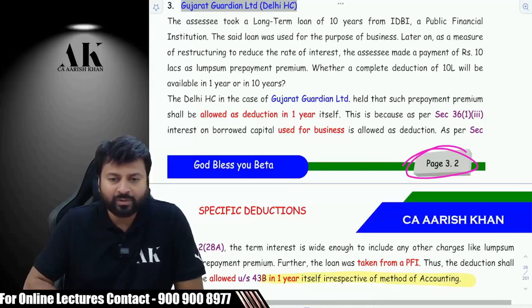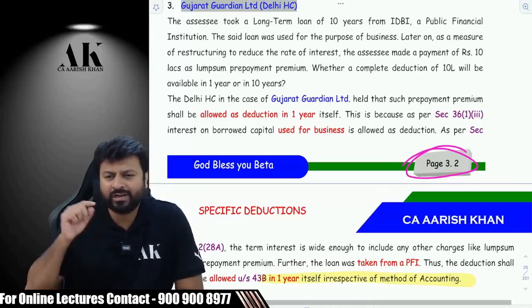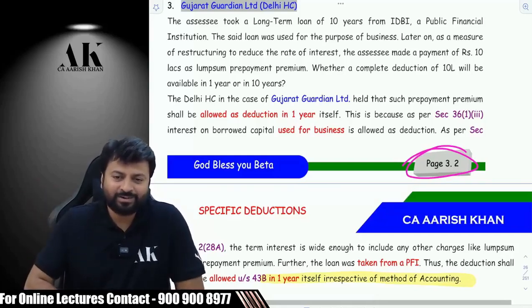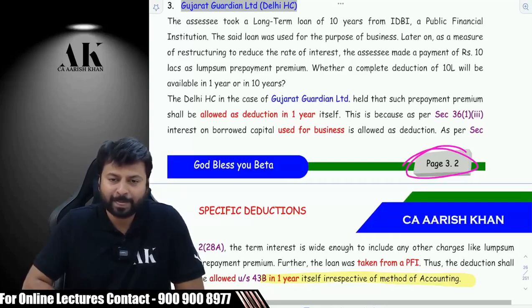So 43B overrides everyone. I have shown you earlier also, if you remember, it overrides the entire income tax law. It overrides the method of accounting also. That is the reason they have to mention this term, irrespective of the method of accounting. Okay? Because otherwise a mercantile assessee would say, no, what would they say?